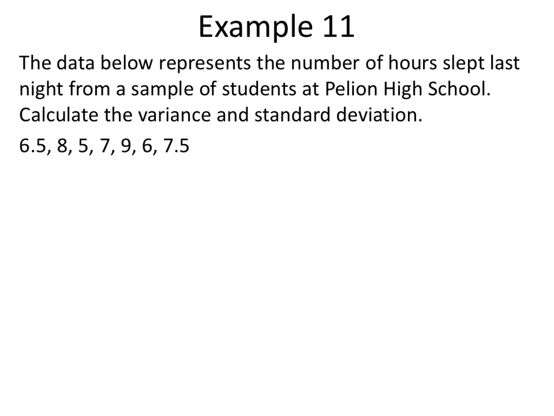Example 11. The data below represents the number of hours slept last night from a sample of students at Peeling High School. Calculate the variance and standard deviation. So we want to start by finding our sample mean, which is denoted as x bar. So we will add together all of our data points, get a sum of 49, and divide this by the total number of values, which is 7, because we talked to 7 students. That gives us a mean of 7.